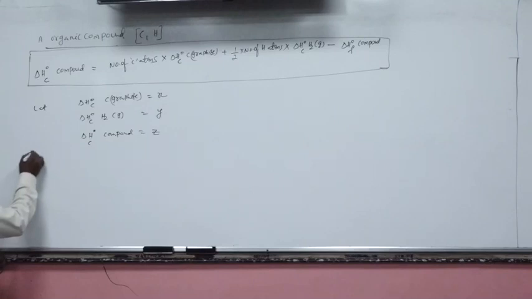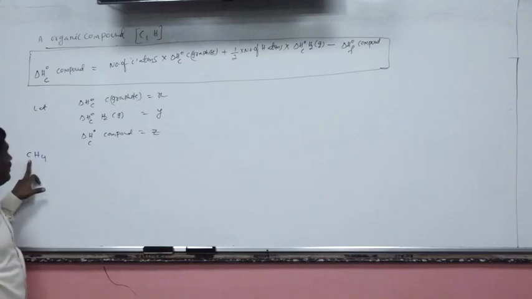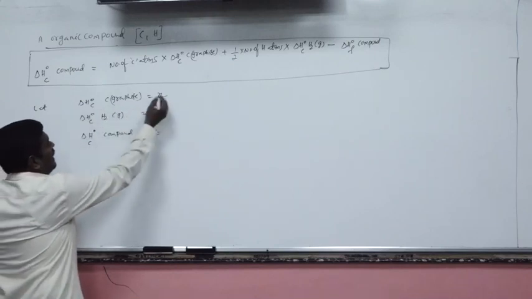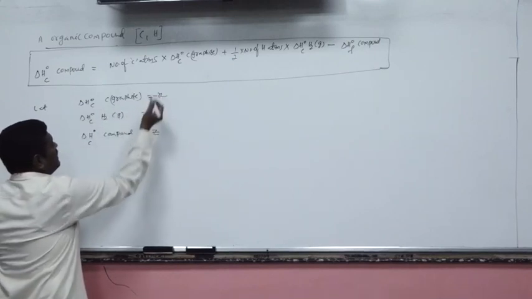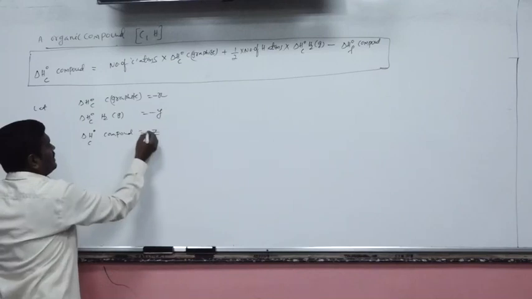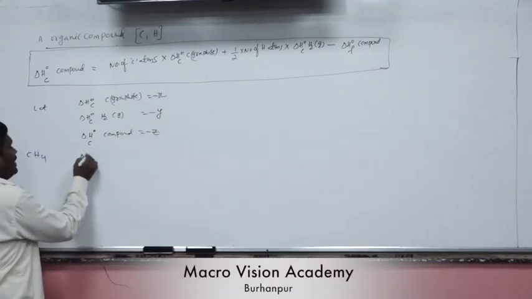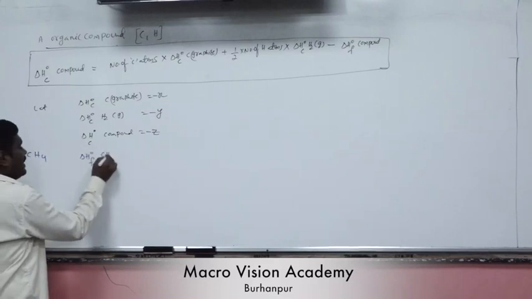Suppose, take the example of methane. In methane, how many carbons are there? 1. How many hydrogens are there? 4. Let us suppose graphite combustion enthalpy is X. Combustion is always exothermic, so I am writing the minus sign here.